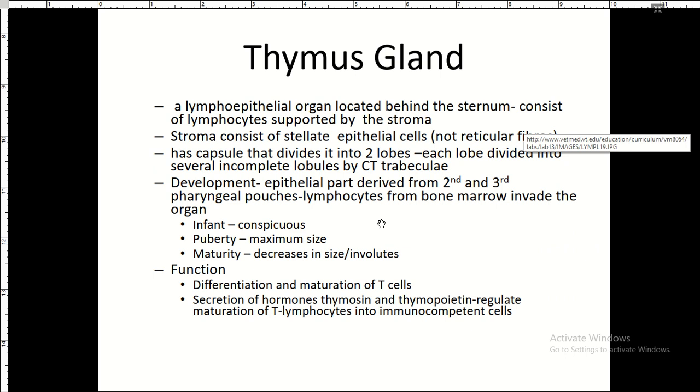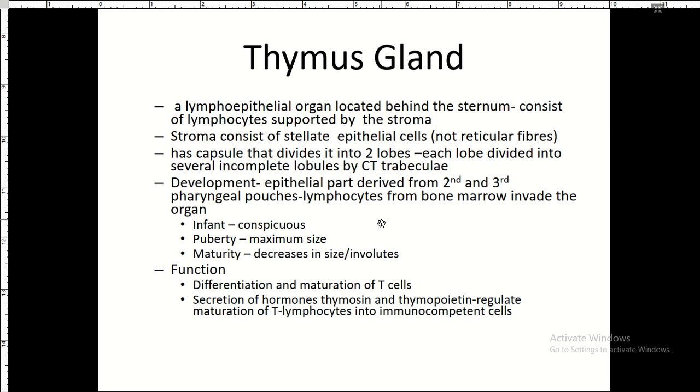Let's take a look at the thymus gland. Grossly, anatomically, in the young, before puberty or up to the age of puberty, the thymus gland will be found in the superior and anterior mediastinum. But it is going to involute and be replaced by adipose tissue as you increase in age.